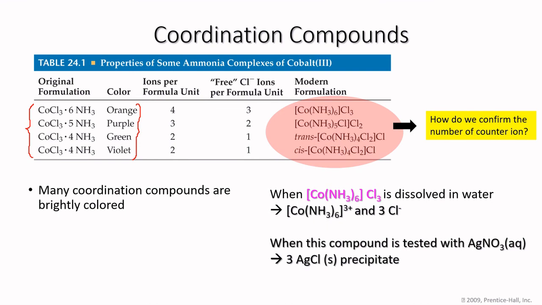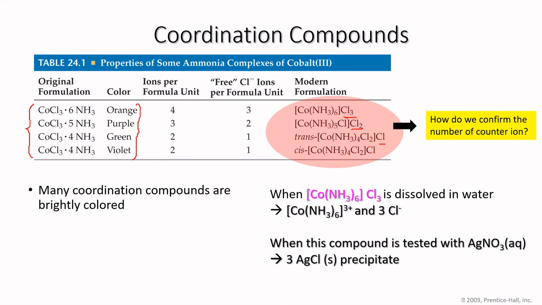But when we want to determine the number of counter ions, for example here we have 3 chloride, and here 2 chloride and 1 chloride, how are we going to differentiate this? Although we can see the color by naked eye, the color doesn't really confirm how many of them are located outside of the square bracket. So how do we confirm the number of counter ions then?